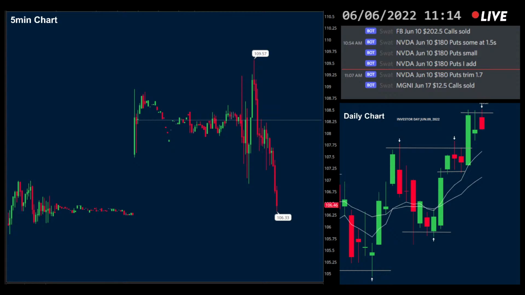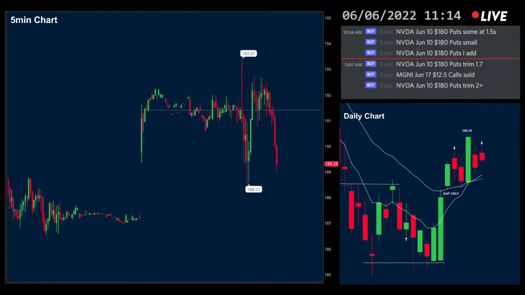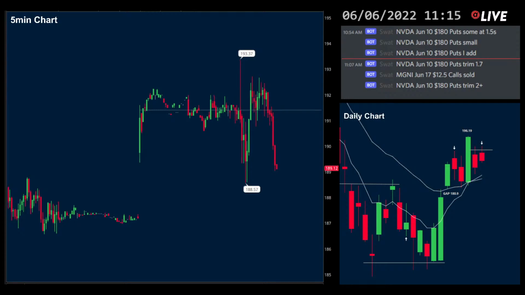NVDA coming, trimming some above 2 on NVDA. So we are short on NVDA, guys. Now let's see. NVDA has a gap to fill at 180. The gap on NVDA fills at 180.